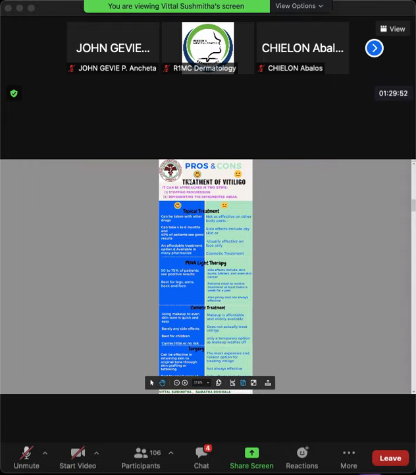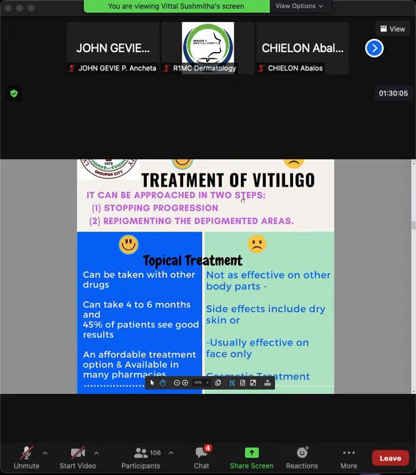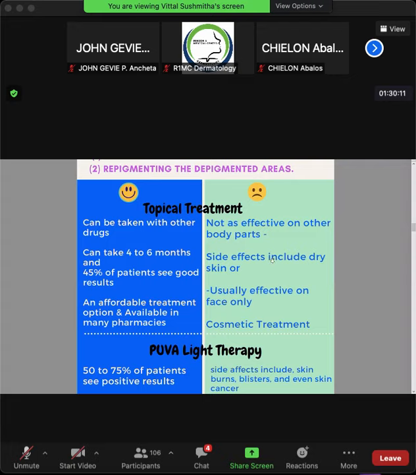These are the pros and cons of the treatment of vitiligo, the arguments for and against. Treatment can be approached in two steps: stopping the progression and repigmenting the depigmented areas. For topical treatment, it can be combined with other drugs, and it can take 4 to 6 months, and 45% of patients see good results.